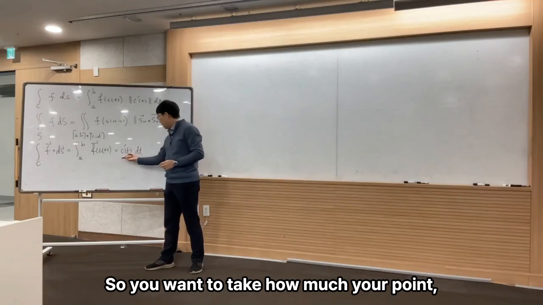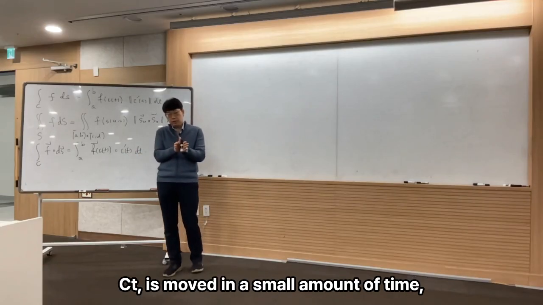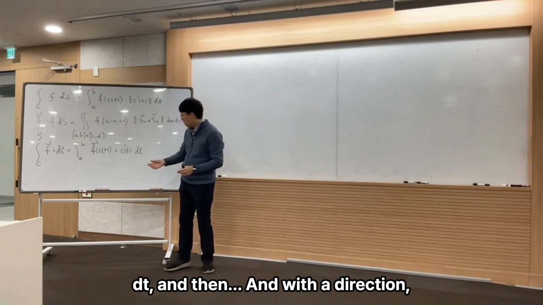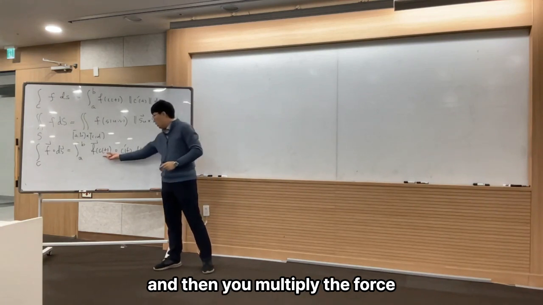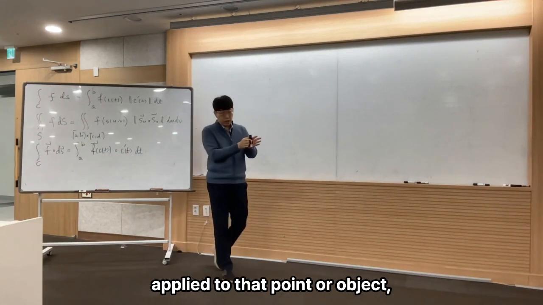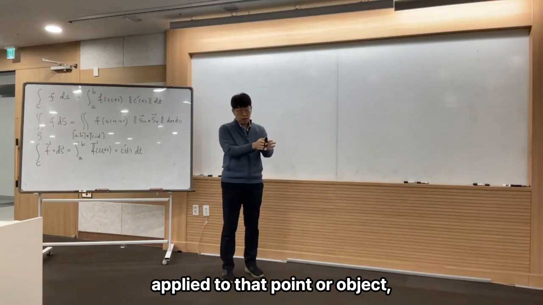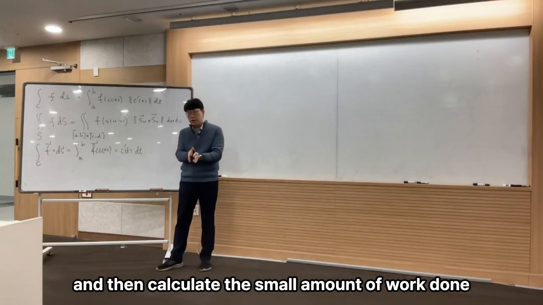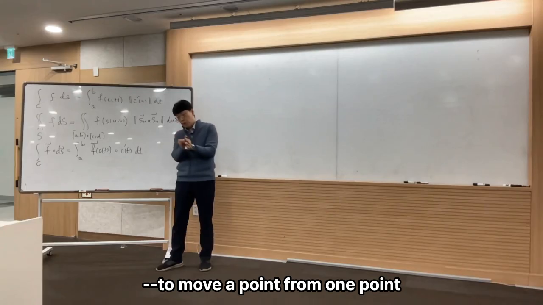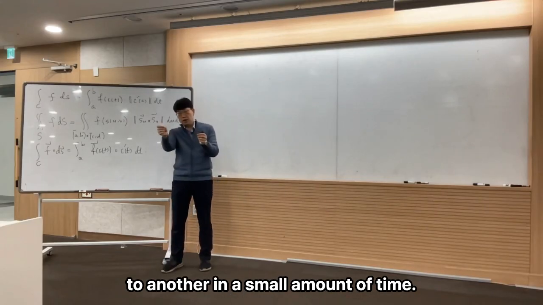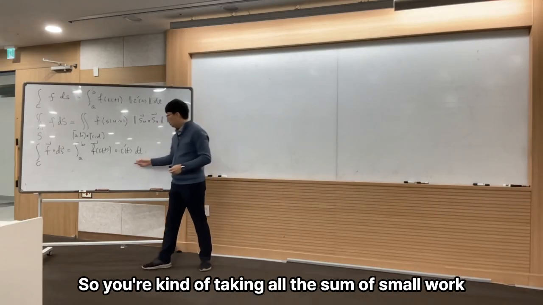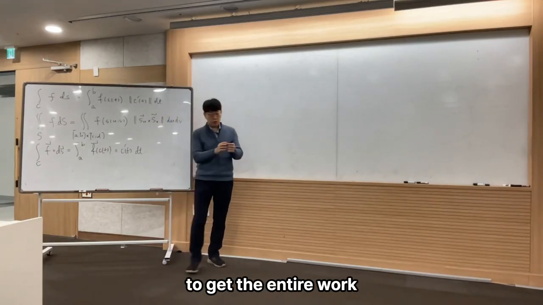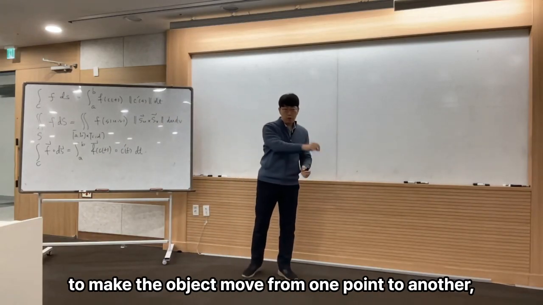So you want to take how much your point c(t) has moved in a small amount of time dt, and with a direction, and then you multiply by the force applied to that point or object, and then calculate the small amount of work done by the vector field to move a point from one point to another in a small amount of time. So you're kind of taking the sum of all the small work to get the entire work to make the object move from one point to another.